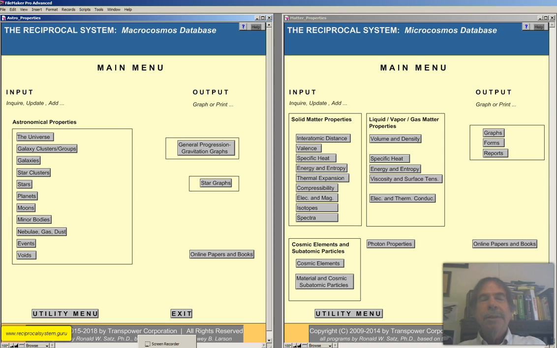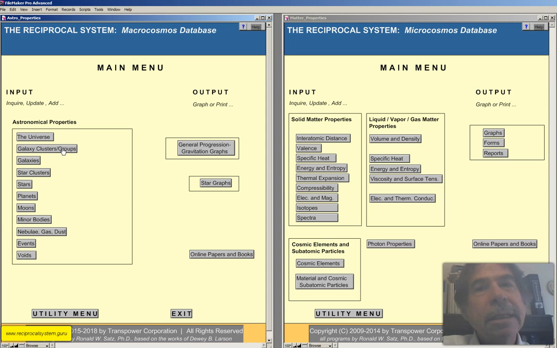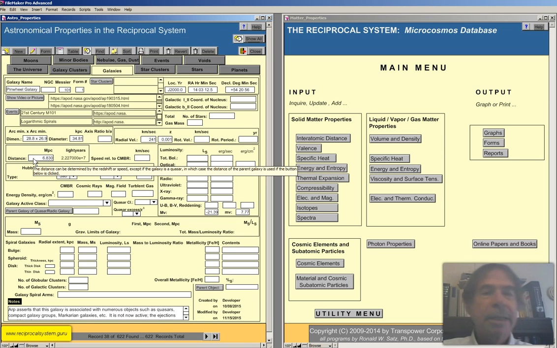I've done two important database modules for the reciprocal system: the reciprocal system Macrocosmos database and the reciprocal system Microcosmos database. Last week I did Galaxy clusters and groups. I showed you all the layout fields. This week, today, I'm going to show you the Galaxy layout, which is right here.